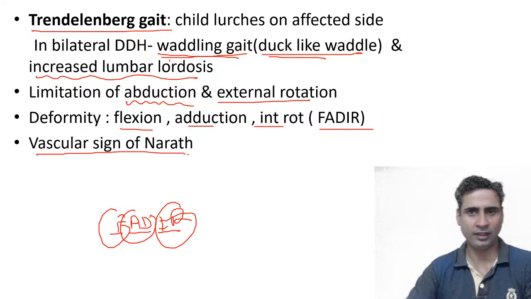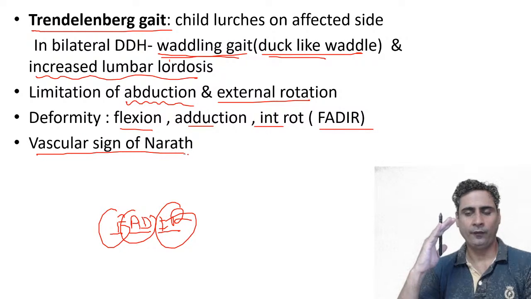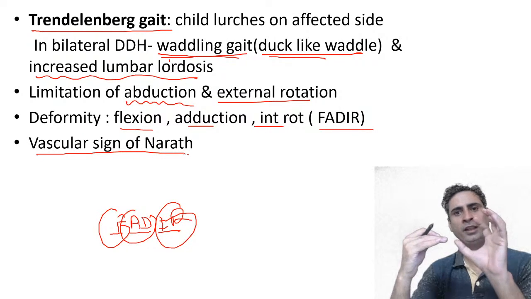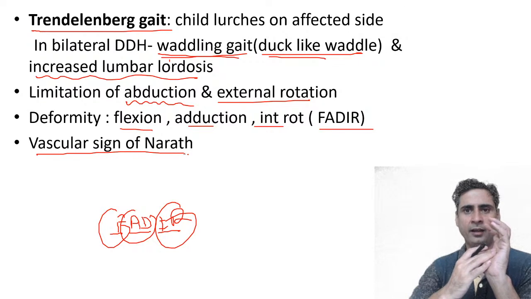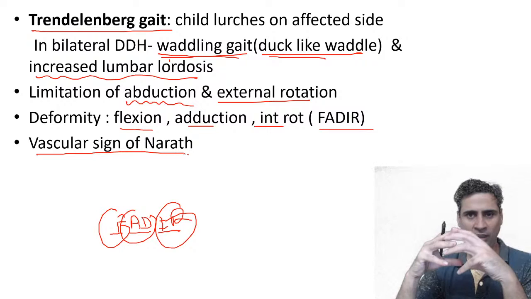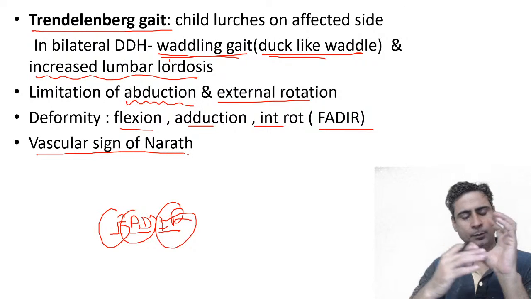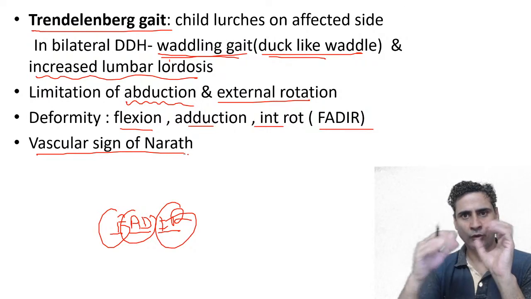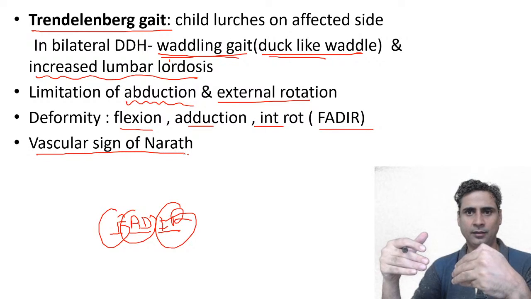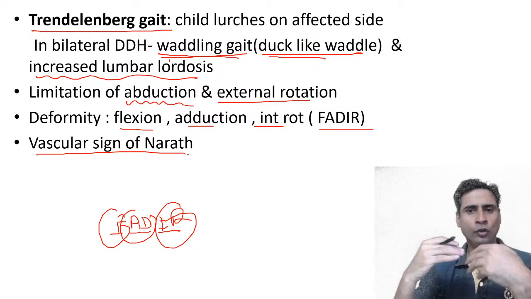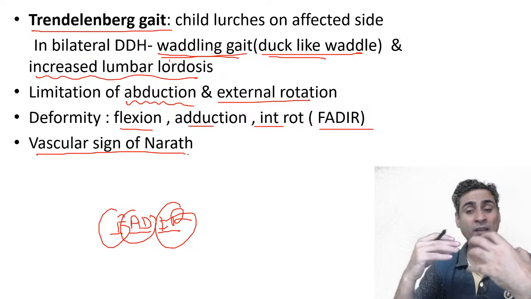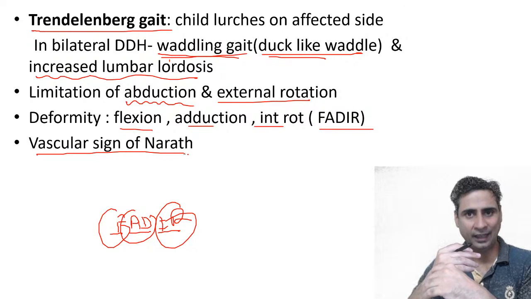What is the vascular sign of Narath? Normally, whenever you are palpating the femoral pulse in the inguinal region, the posterior bony support, the counter pressure, is provided by the femoral head. If there is dislocation of hip, that posterior bony support is not there at its place. So either the femoral pulse is feeble to palpate or not palpable at all. So this is known as the vascular sign of Narath.